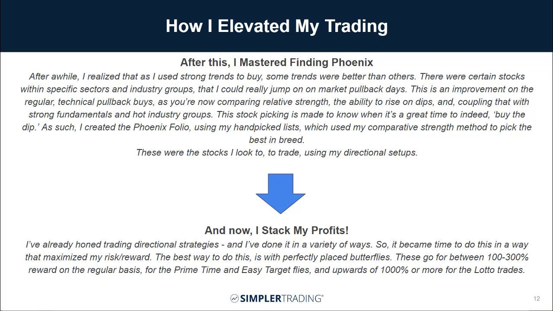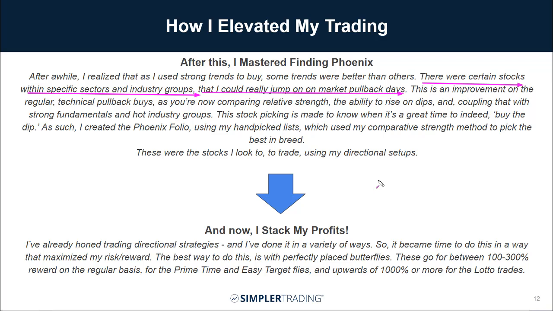Now, after that, I focused on mastering finding Phoenix. So one of the things that used to frustrate me so much about the market was I hated pullback days in the market. And I had a hard time looking at them and figuring out, okay, well, what should I be trading? What should I start with? Where do I need to look on these type of days? And what I noticed through trading the previous few strategies that I mentioned was there were certain stocks and specific sectors and industry groups that really looked great on pullback days. So I wanted a way to quantify that.